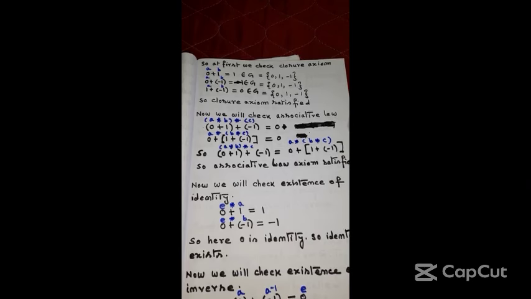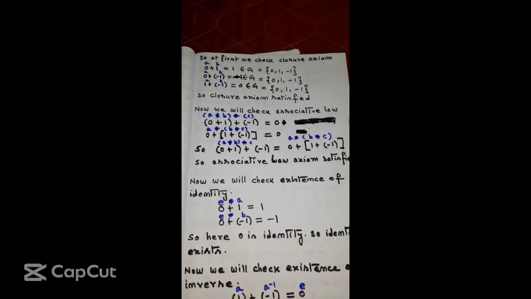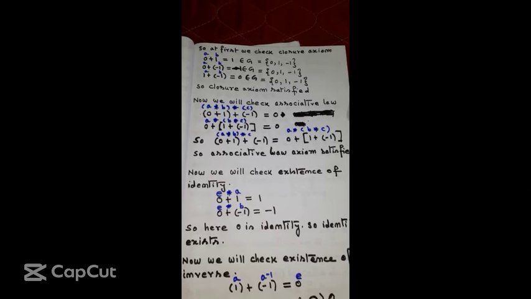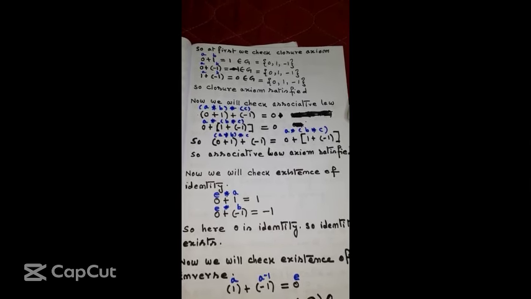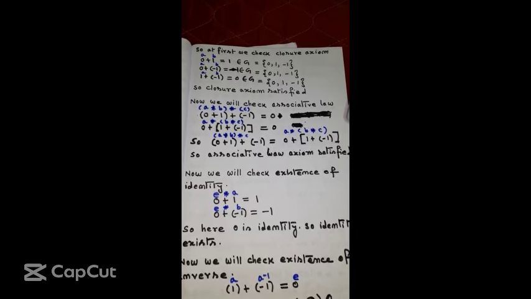As per the associativity law, (A binary operation B) binary operation C should equal A binary operation (B binary operation C), and that is happening for this set. So you can say the binary operation of addition under G is associative.